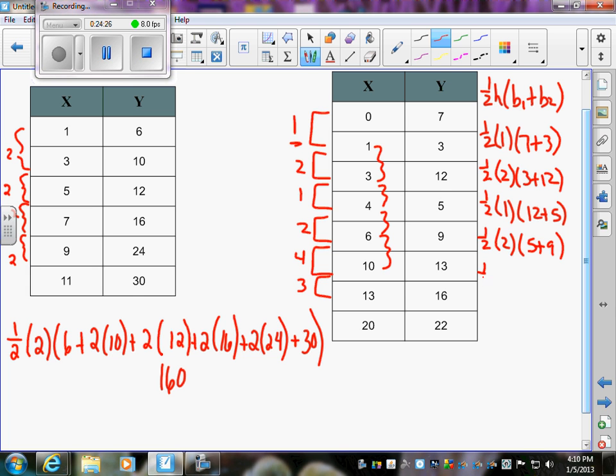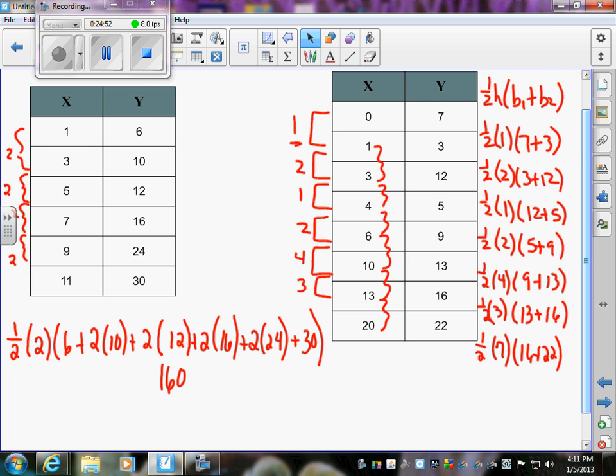Then I've got a 1/2 and a 4. My bases are 9 and 13. 3. My bases are 13 and 16. Then my last one is 7. And my bases are 16 and 22. Okay. And then you grab your calculator, put that in, get a final answer. Let's see if we can do that quickly.